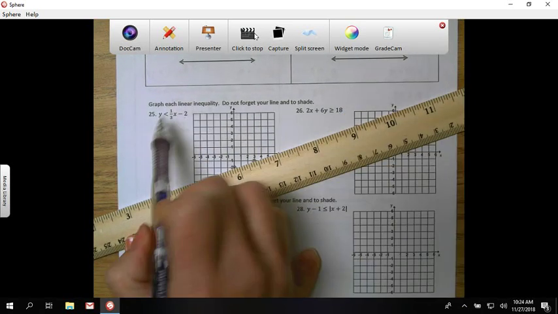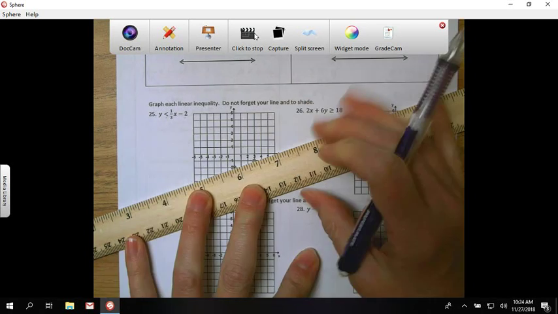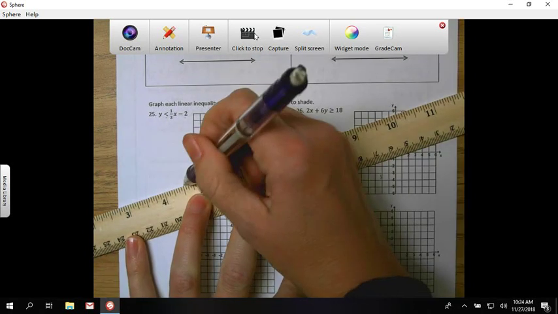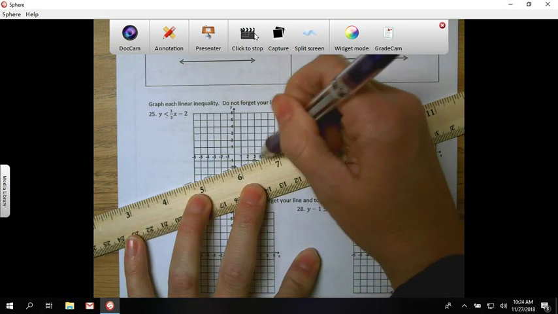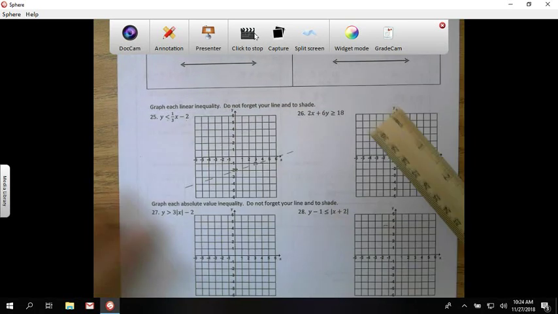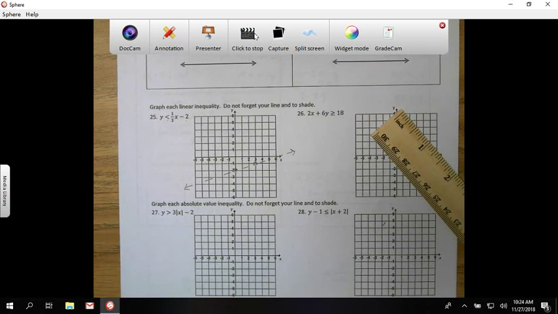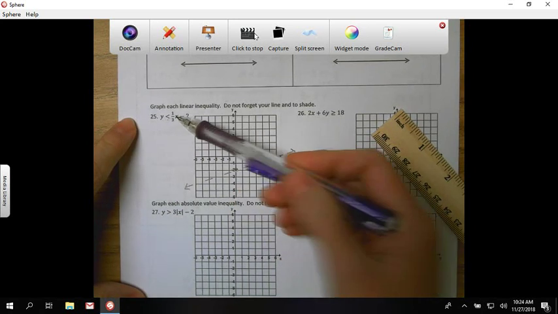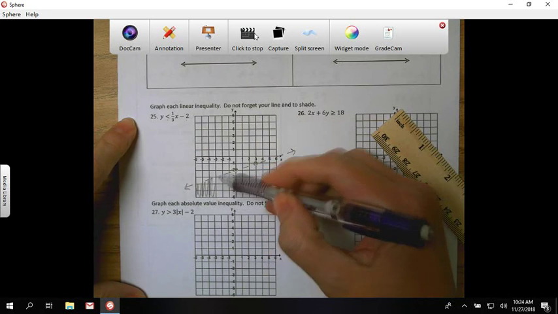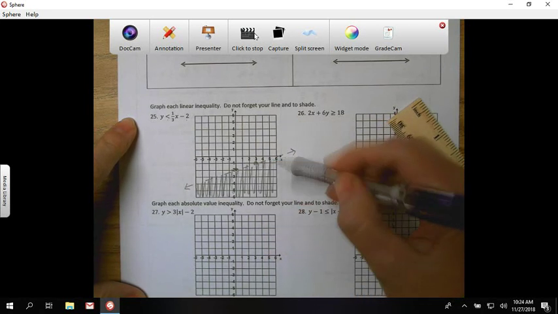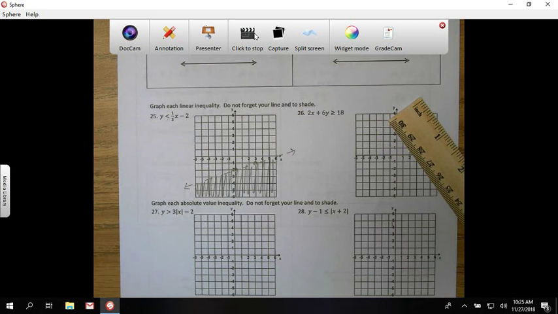When I look at my inequality, it's a less than, it's not an equal to, which means I'm doing a dotted or a dashed line to represent the graph. If it is a less than or equal to, greater than or equal to, I go ahead and use a solid line. Now I need to decide where I should be shading. It's saying it wants everything below this, so I'm going to shade everything underneath my line. Remember that if you can't remember which way to shade, you can always pick a test point and shade according to whether or not that test point is true.